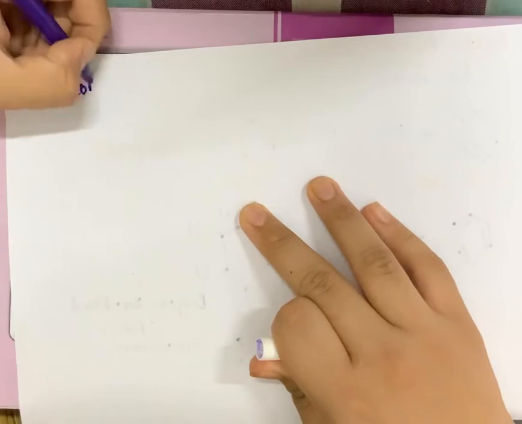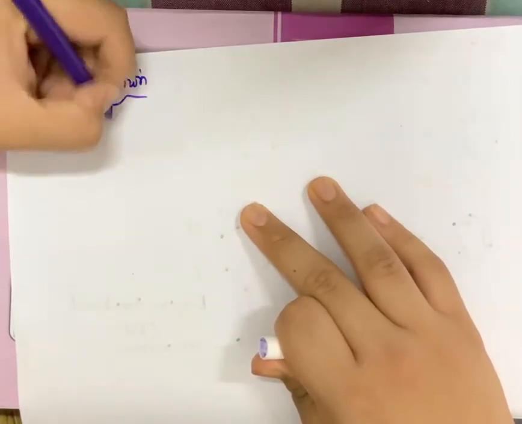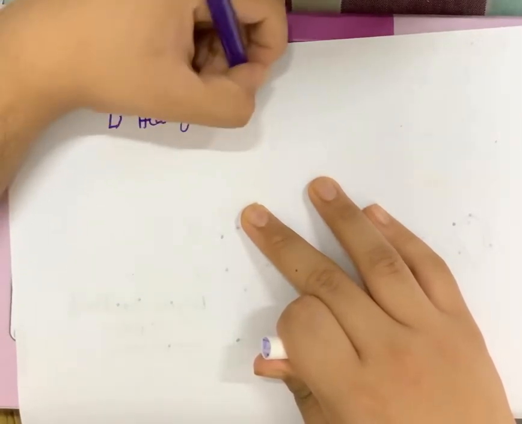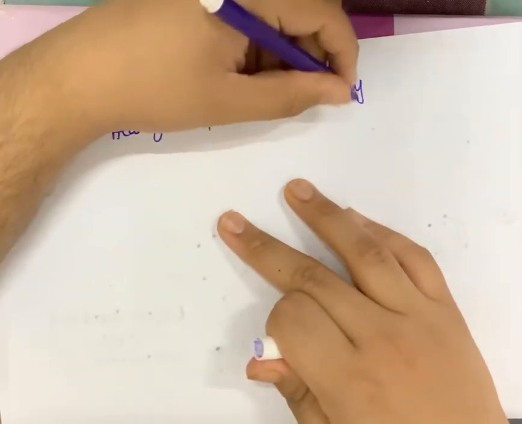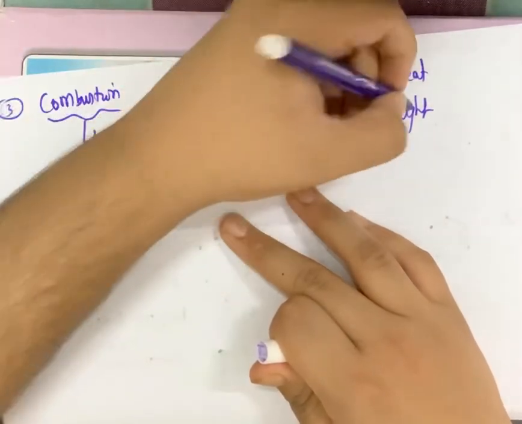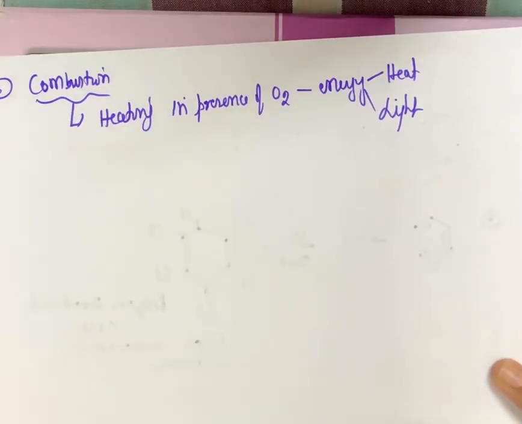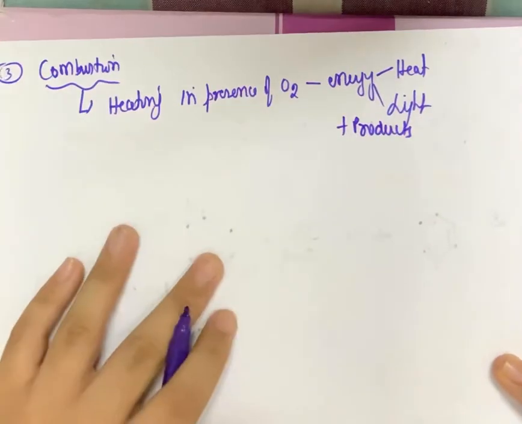The third one is combustion. Now when I talk about combustion, it means heating a substance in presence of O2, oxygen, which will give out energy in the form of heat and light. That is the meaning of combustion, when I heat any substance in presence of oxygen to give out energy in the form of heat and light plus the products of the substance. This is the combustion reaction.